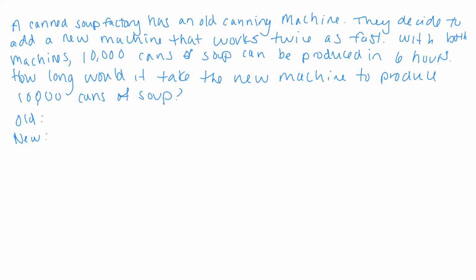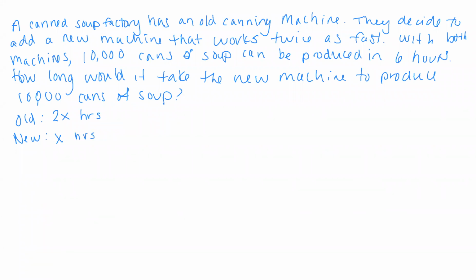Now, the new machine can work twice as fast as the old machine, and this is an easy mistake to make. I've made it many times in my life. So we're talking hours here. So if the old machine can do the job in X hours, we want half that time for the new machine because the new machine works twice as fast. Okay, so this is kind of a trippy thing. So let's say the new machine can do the job in 2 hours. That means it's going to take the old machine twice as long. So I'm going to say the new machine is X, the old machine is 2X.